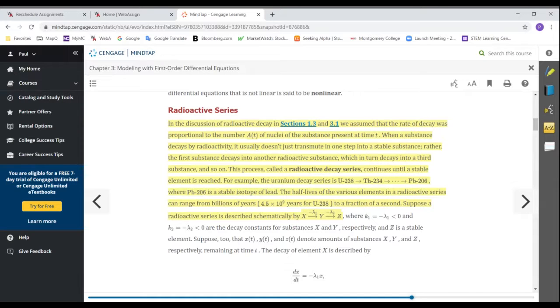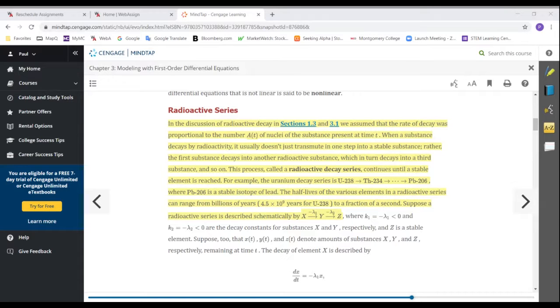How many have heard of radioactive decay series, maybe in chemistry class? Like X going to Y, going to Z. Okay, Anne's heard of that, and Thomas has. Yes. And so you have these decay rates.